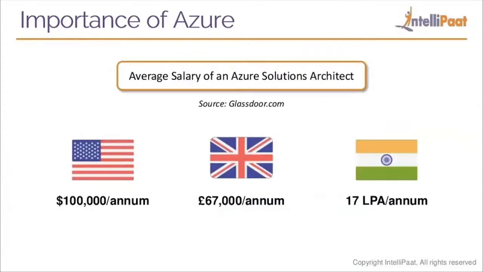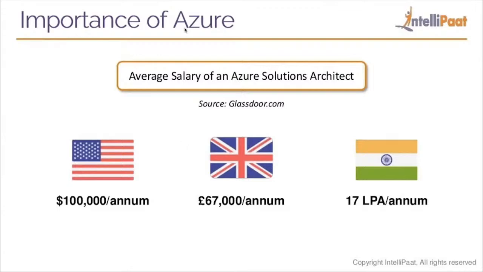Okay, now if we compare the average salary of an Azure solution architect, let us assume if you are an Azure solution architect in the US, you can earn an average salary of around 100,000 per annum. If we compare that number to Indian rupees, it is around 70 lakh per annum.